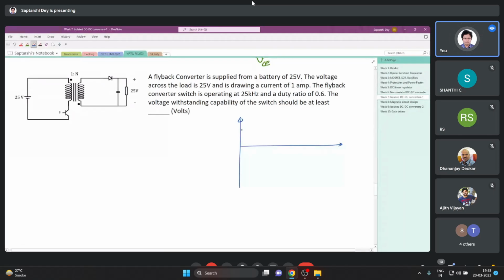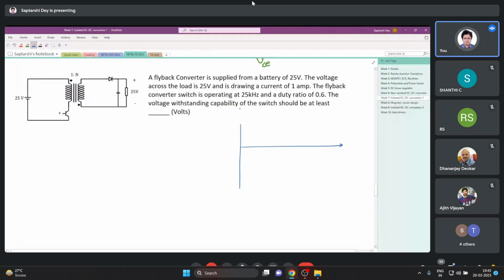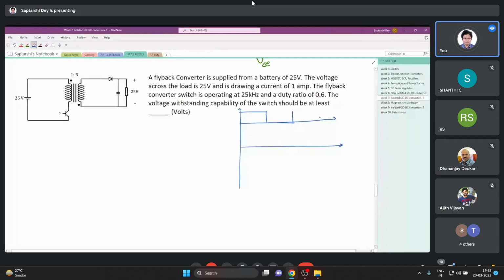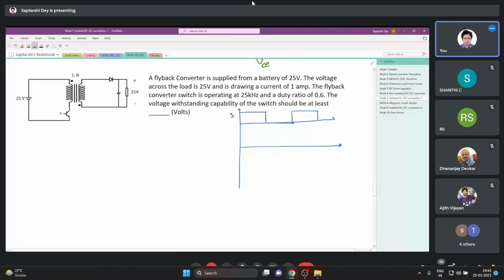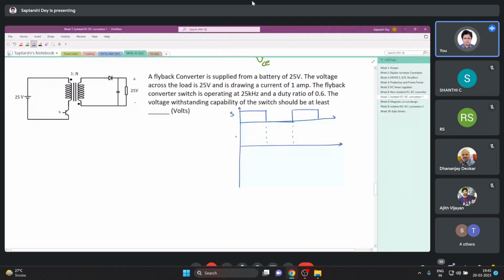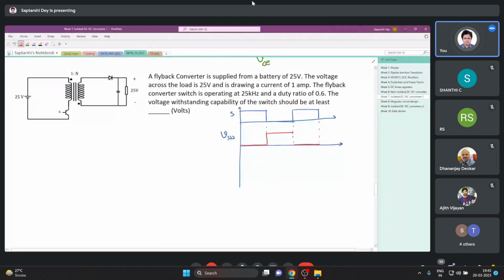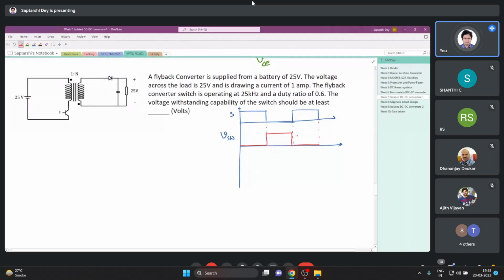Whenever you are solving any DC-DC converter problems, make sure that you are solving by drawing the waveforms and not trying to memorize the expressions. So this is the switching waveform. Say we have been asked to find out the voltage across the switch VSW. When the switch is on, the voltage across it is 0 because it is conducting, and when it is off, it has some positive voltage. So this is the voltage that we need to find out.